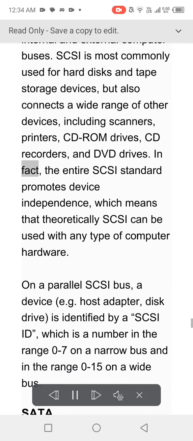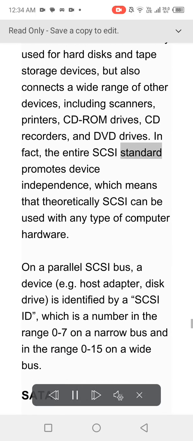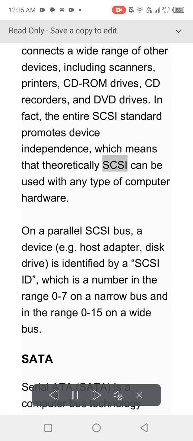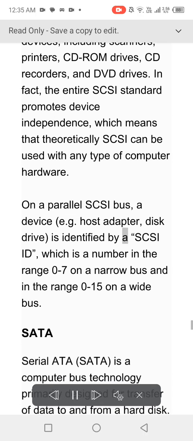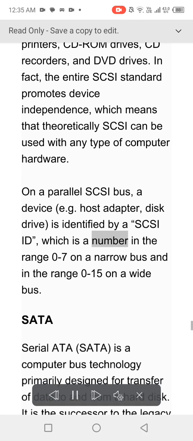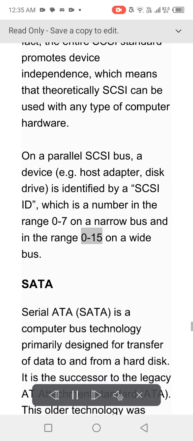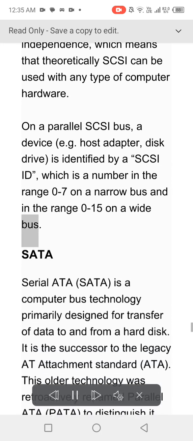In fact, the entire SCSI standard promotes device independence, which means that theoretically SCSI can be used with any type of computer hardware. On a parallel SCSI bus, a device, e.g. host adapter, disk drive, is identified by a SCSI ID, which is a number in the range 0 to 7 on a narrow bus and in the range 0 to 15 on a wide bus.